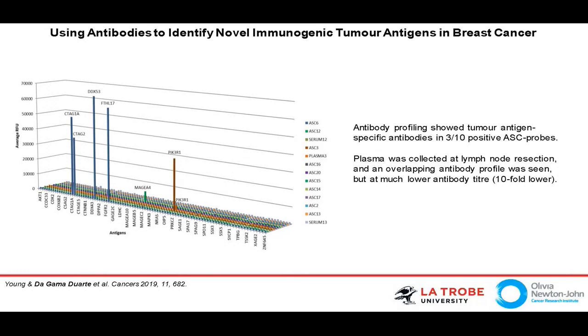And for the first time, we were able to identify tumor antigens that hadn't been previously identified in breast cancer. And we're also able to see that what was circulating in the blood was 10-fold lower in antibody titer than what we were seeing from the lymph node ASC probe. Also, we were able to see that every single antibody that was detected, so the specificity of the antigen in the tumor draining lymph node, was also present in the serum or plasma, but of course serum and plasma had additional targets that were not present in the ASC probe samples.